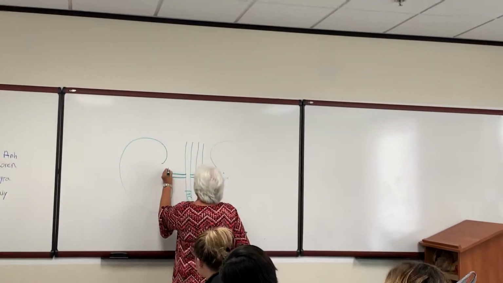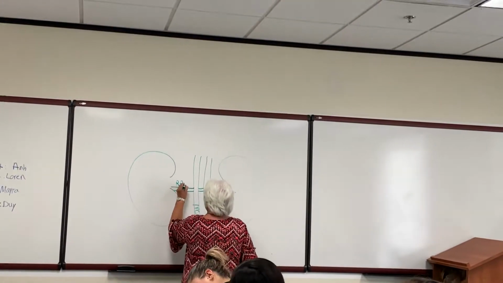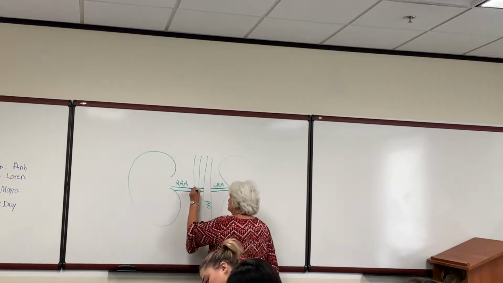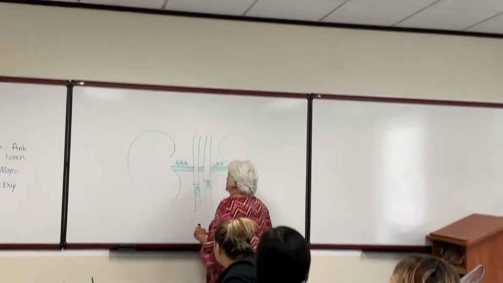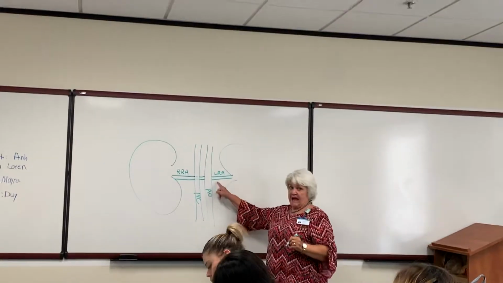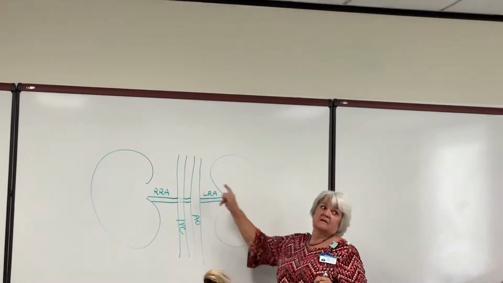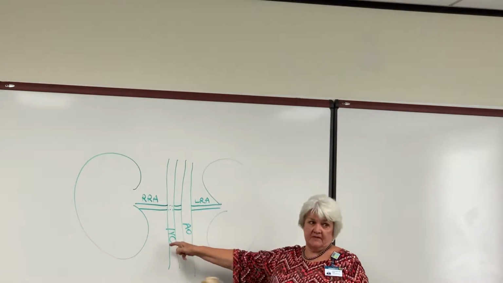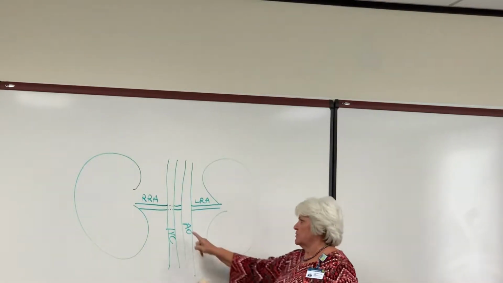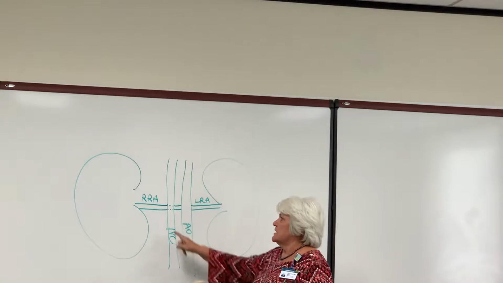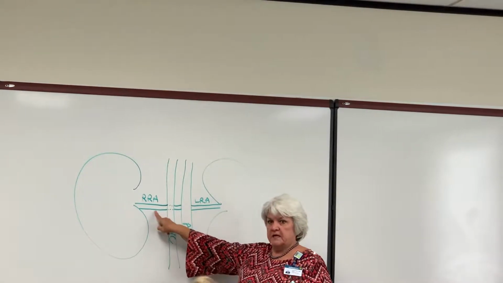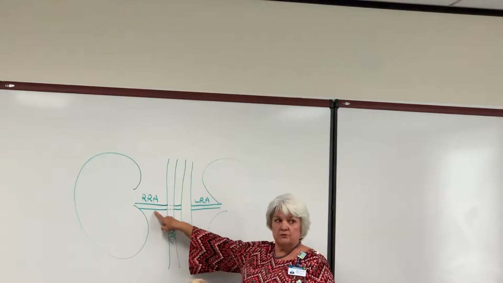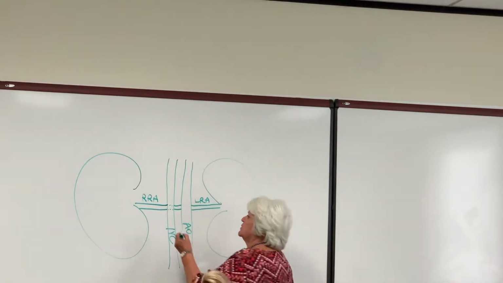So this is my right renal artery. Okay? I have to feed it. Now I have to drain it. It's going to drain into my IVC. So we'll do this one first. The right renal artery is always superior, posterior to the renal vein.